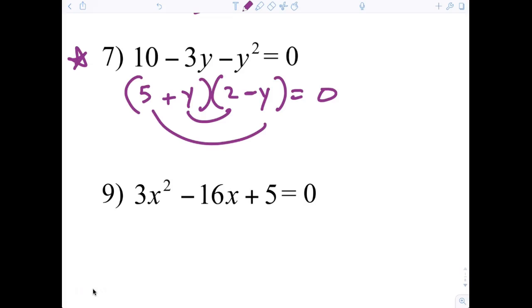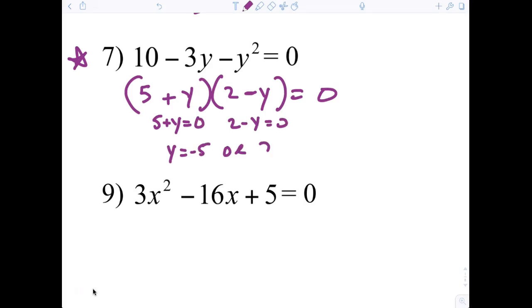Do you see that? You with me on that? Girls? Julia, you see that was a hard one because of the negative y squared. All right, so because of that, it's 5 plus y equals 0 and 2 minus y equals 0. So y is equal to negative 5 or 2. You do that? Agreeing? Guys? You with me on this one?